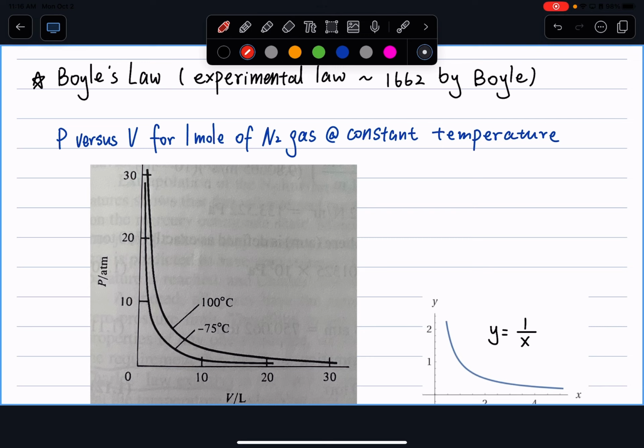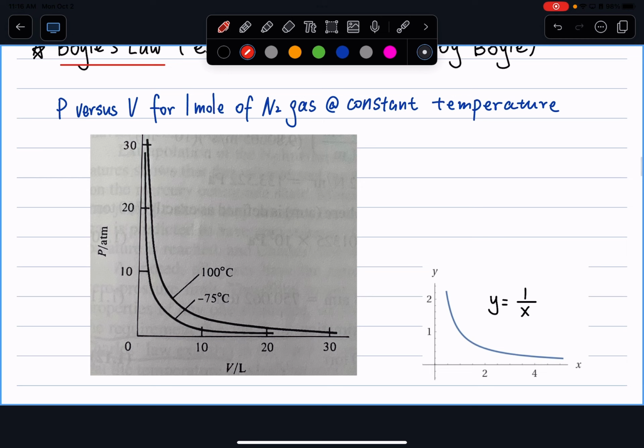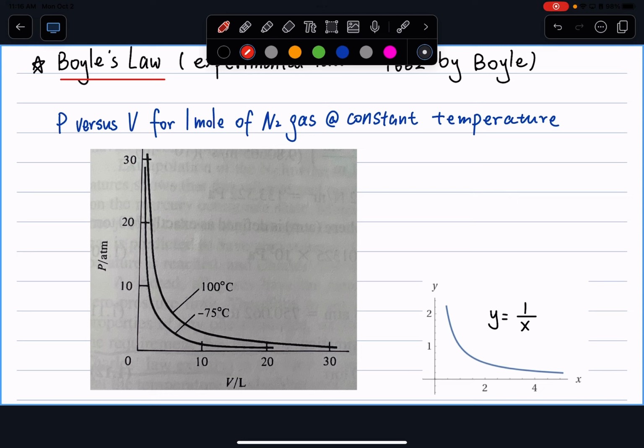The 2 experiments we are looking at, one is called Boyle's law. It's an experimental law originally done in 1662, so it's a long time ago. What Boyle's law is looking at is the relationship between pressure and volume of a gas. The gas they chose to use is nitrogen, but effectively any gas can suit for this property at constant temperature.